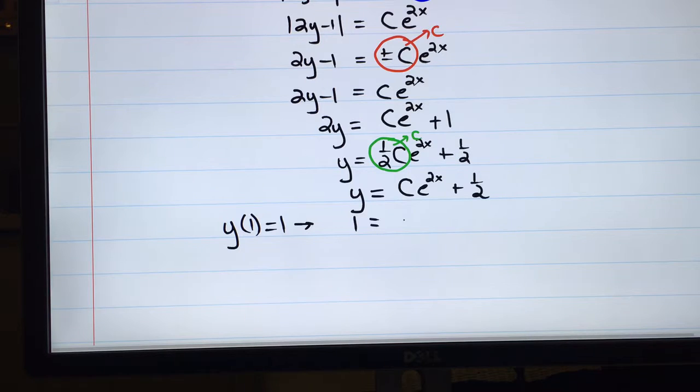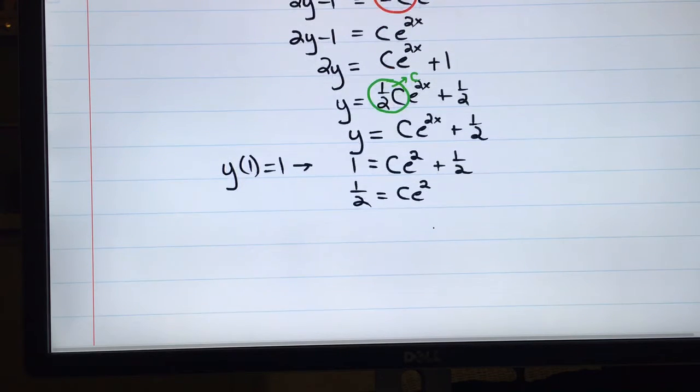So y is at 1 whenever x is at 1. So I have c times e to the 2 times 1, so I have ce to the second, plus 1/2. And isolating c, taking away 1/2 from both sides, I have 1/2 is equal to c times e to the second. Putting it in terms of c, I divide both sides by e to the second, which is equivalent to multiplying by e to the negative 2.